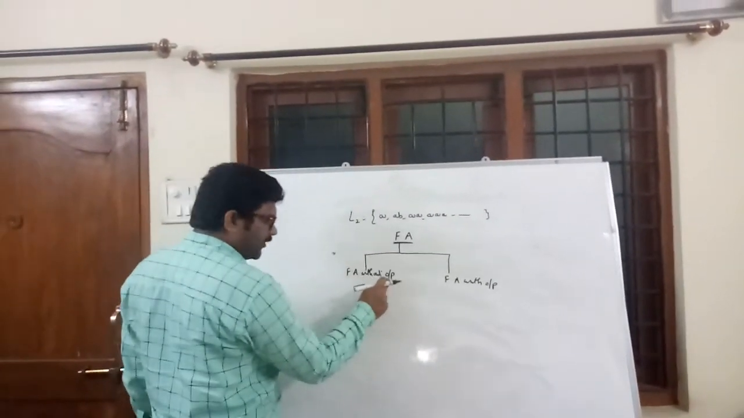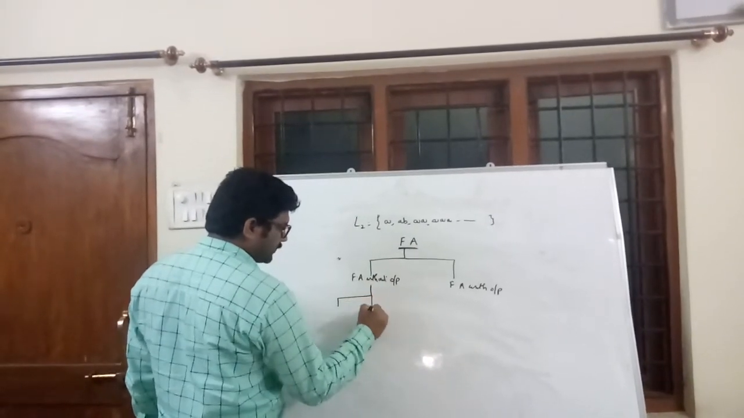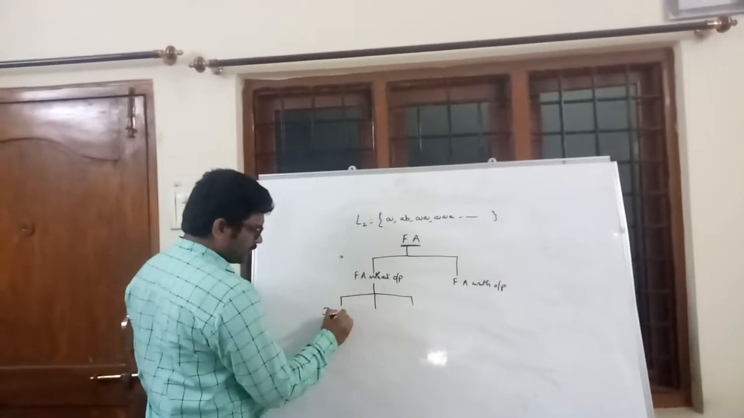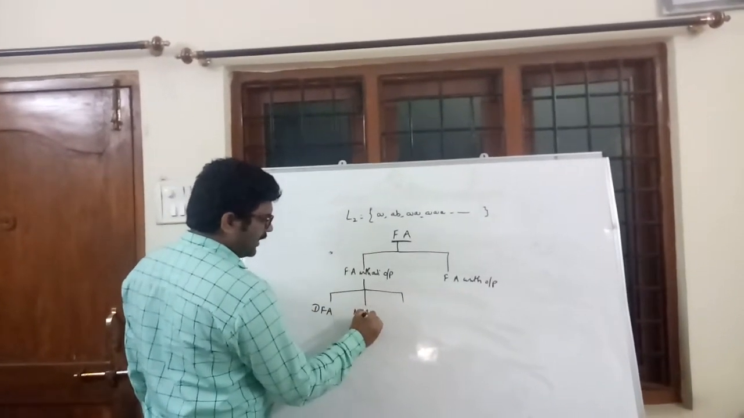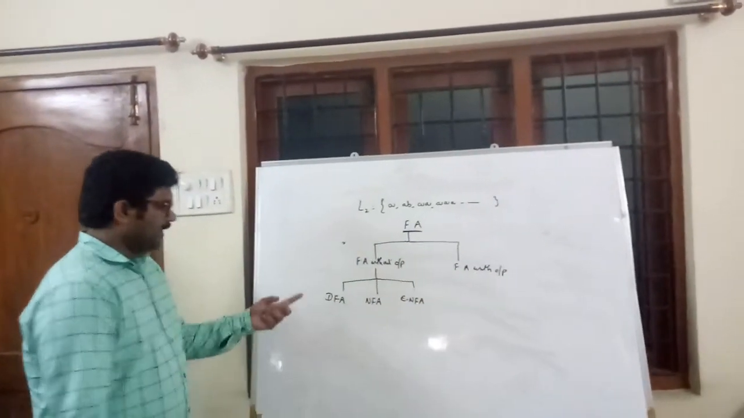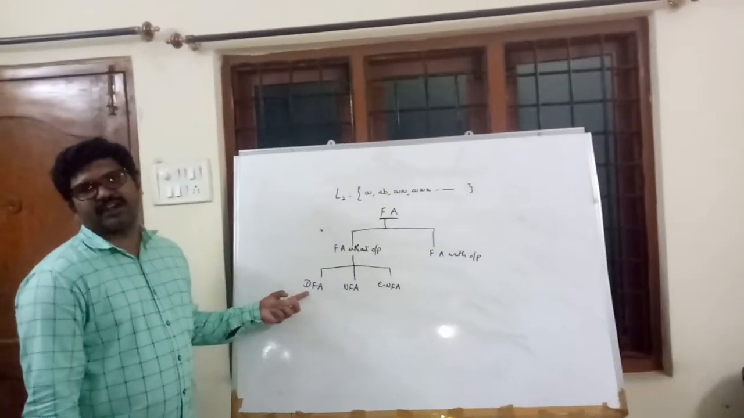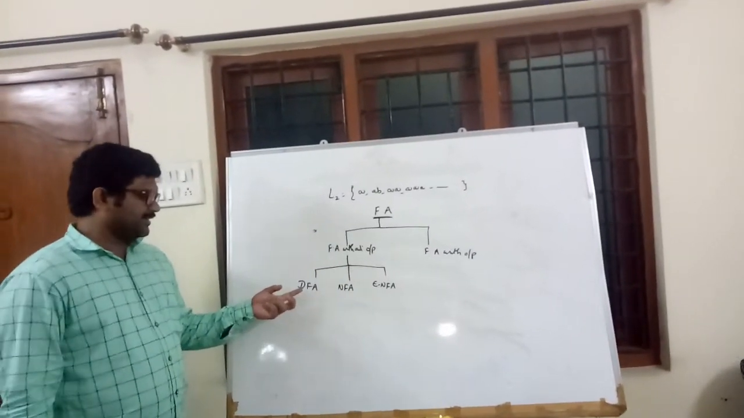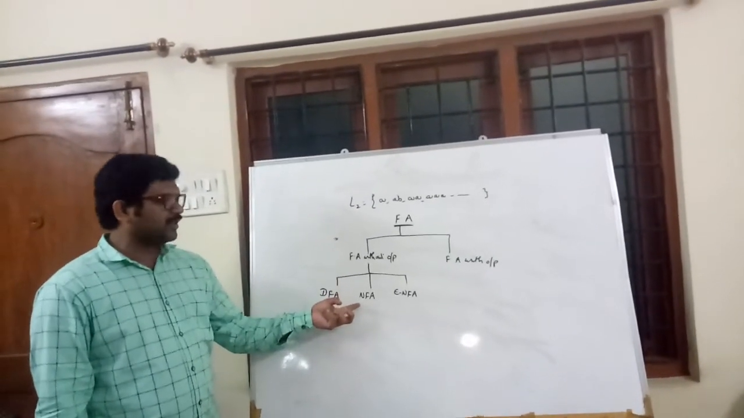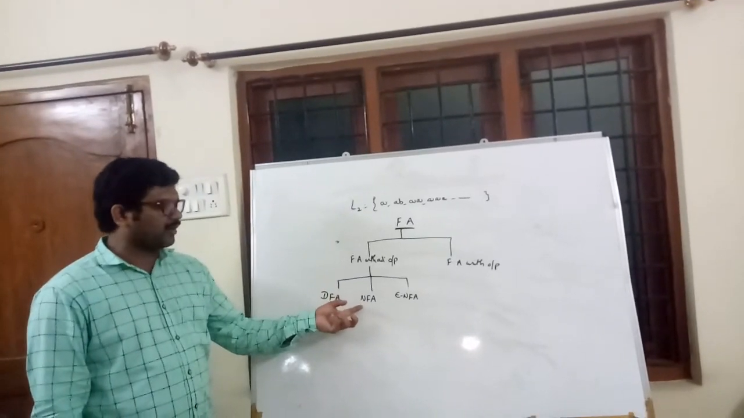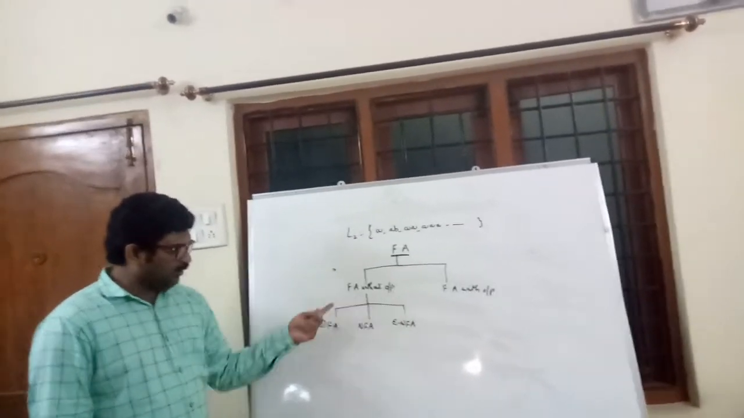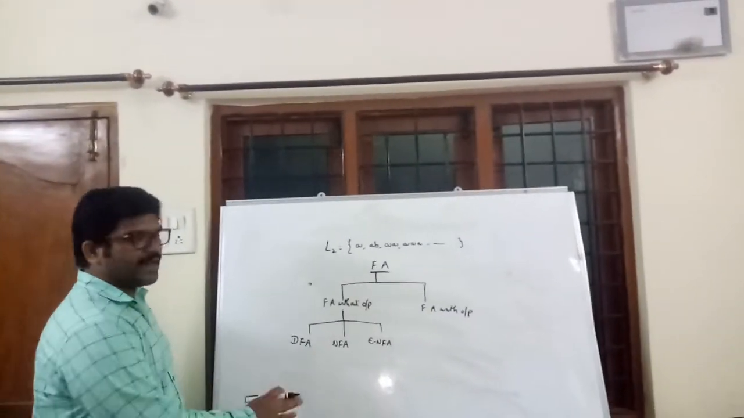Again, finite automata without output is categorized into three types. One is DFA, the next is NFA, and then epsilon NFA. DFA means deterministic finite automata. We will discuss in detail what deterministic finite automata is, and similarly non-deterministic finite automata. NFA stands for non-deterministic finite automata, and this is epsilon NFA. We will discuss all those things in coming sessions. Don't worry about that.